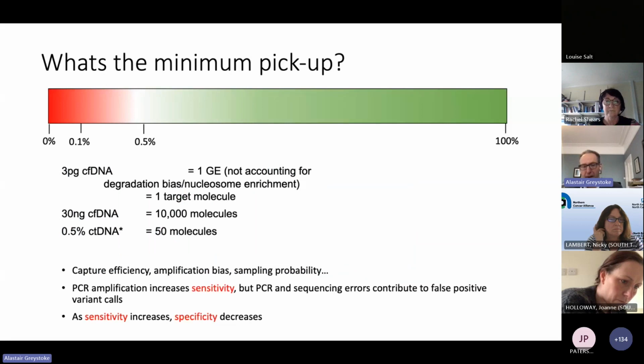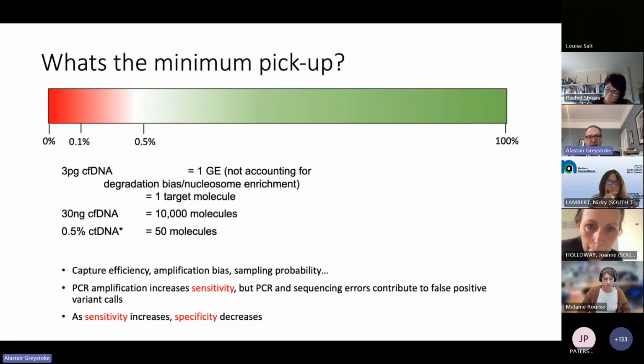So what's the minimum pickup? The calculation I've nicked off my QBank, complete and utter plagiarism, but he says, and he's right, that 3 picograms of DNA is about equivalent to 1 whole genome equivalent. And in those 2 tubes of blood that you send away from the patient, on average, there'll be about 30 nanograms of DNA. So that's about 10,000 molecules of whole genome equivalents. Okay, so that means if your patient only has 0.5% of their free DNA being tumor DNA, you can pick up about 50 molecules.